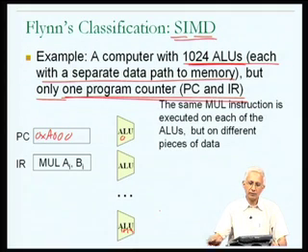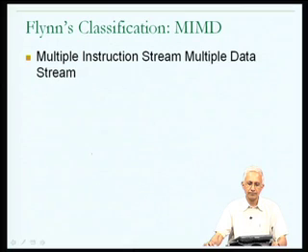Now, the way to look at this is the same multiply instruction is executed on each of the ALUs but on different pieces of data, hence allowing an operation on an entire vector to happen specified as a single instruction and happening with the individual vector elements being computed in parallel at the same time.